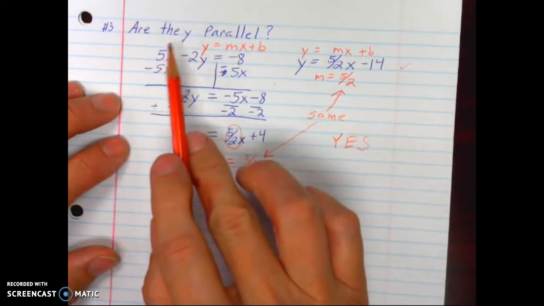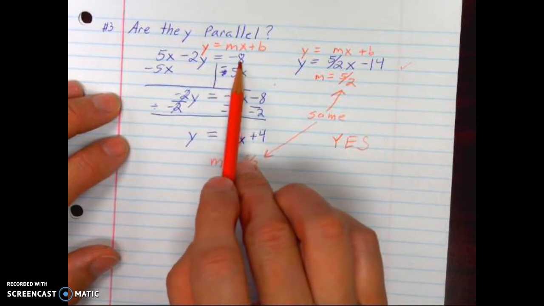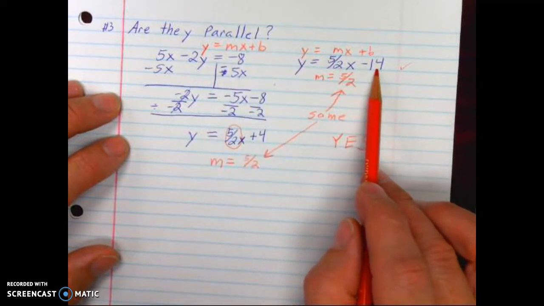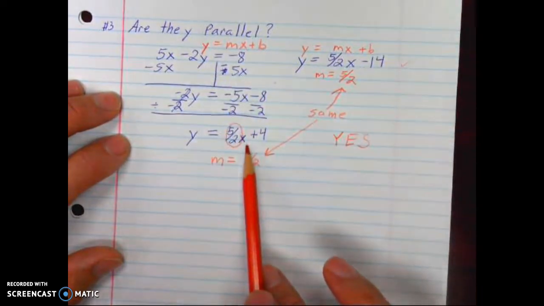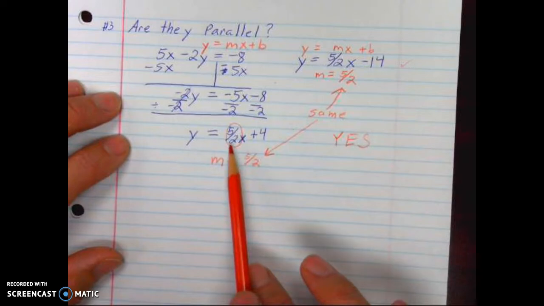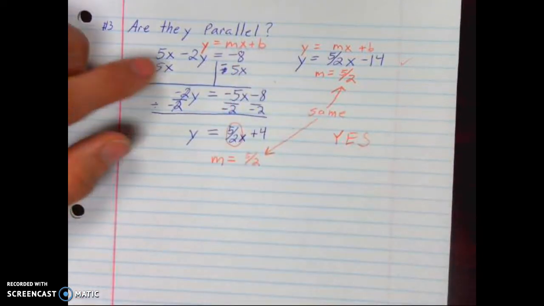These two lines that we were given, this 5x minus 2y equals negative 8, and the y equals the 5 over 2x minus 14. Once I change this into the y equals mx plus b form, I found out that their slopes are identical. That means these are parallel.